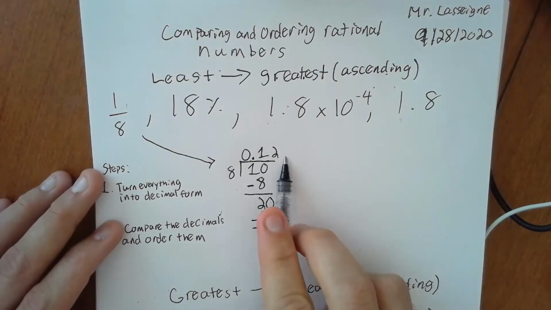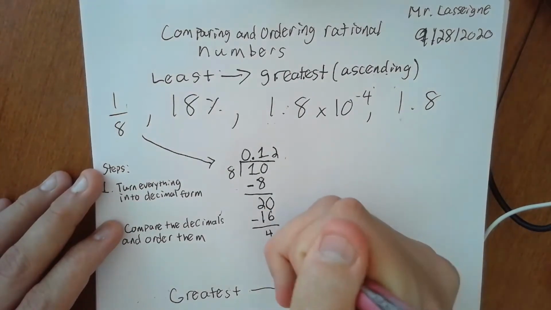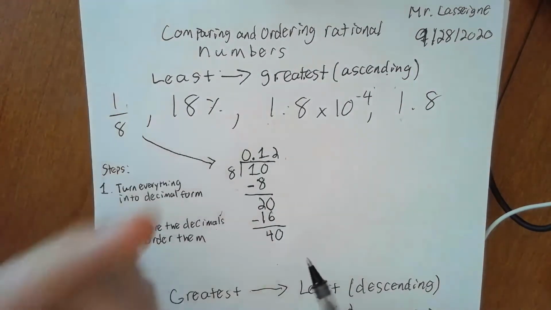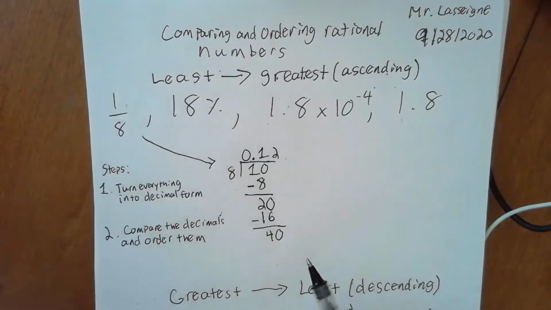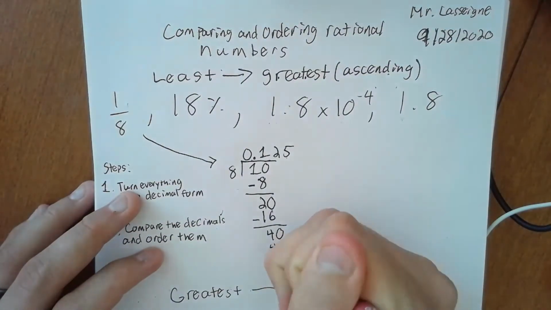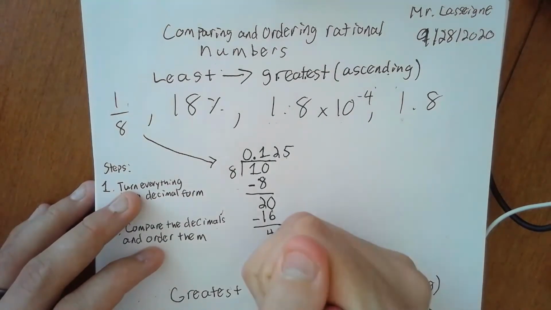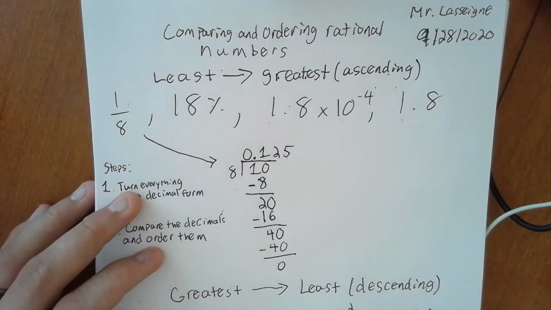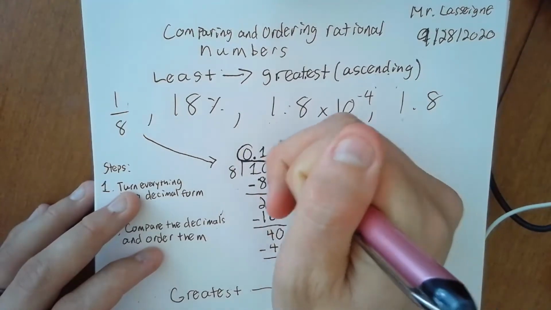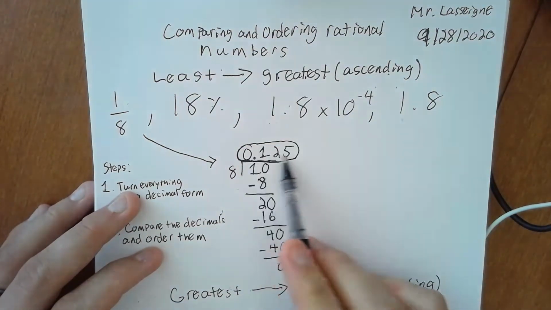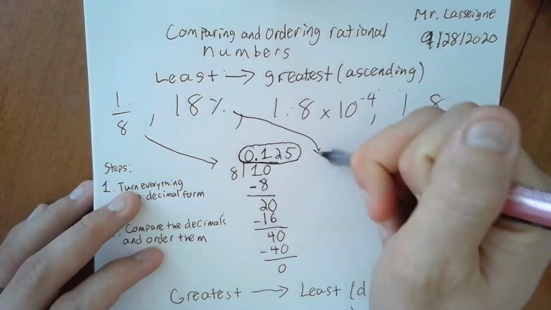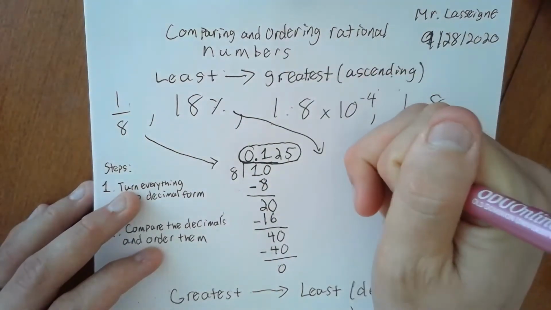Now I'm going to my thousandths place. Got to put a 0. How many times does 8 go into 40? 8, 16, 24, 32, 40. 5 times. 8 times 5 is 40. Subtract and we have 0. So this is 1/8 written in decimal form: 0.125.